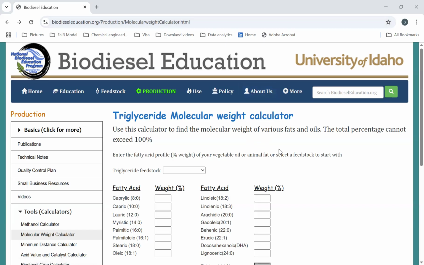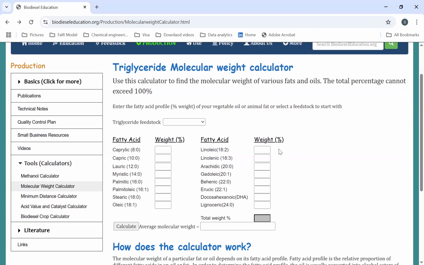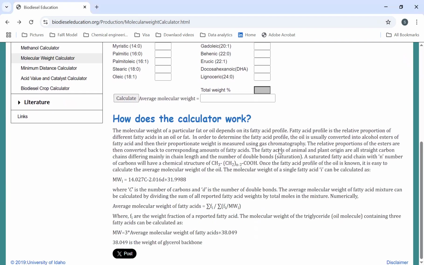triglyceride. So the idea here, as I mentioned before in the videos that I uploaded, is you first need to determine the profile of different fatty acids in your oil or in your lipids, or maybe your lard or fats that you are going to use for producing biodiesel. And based on the profile, you could also calculate the molecular weight of each single fatty acid in the composite in the oil or in these lipids.